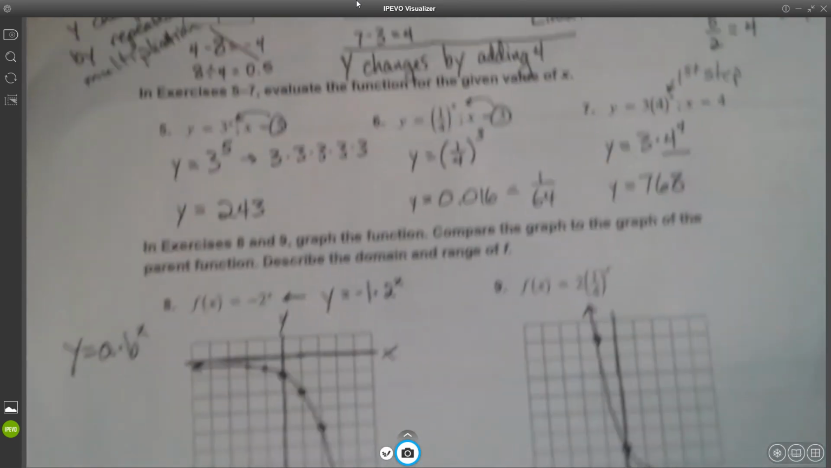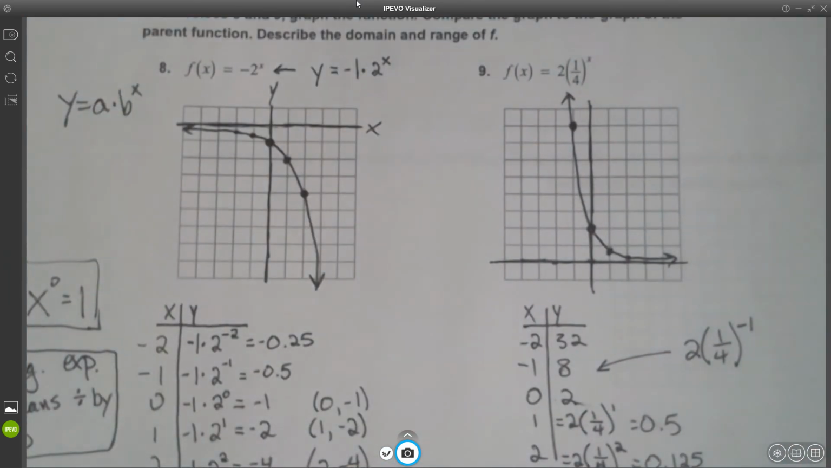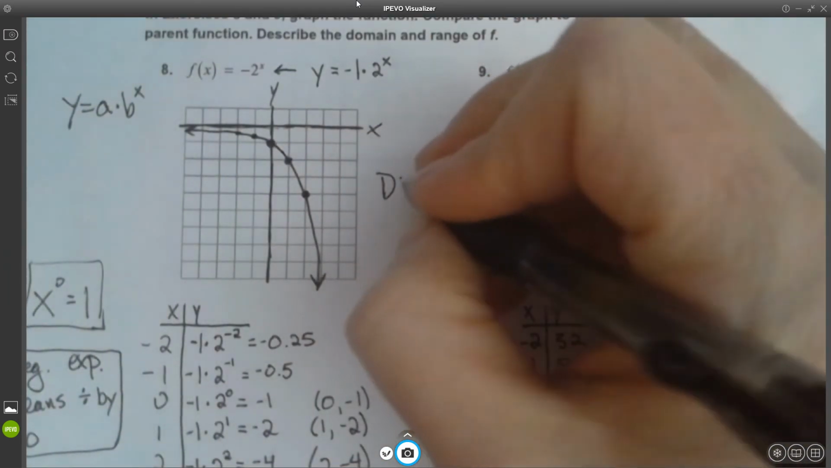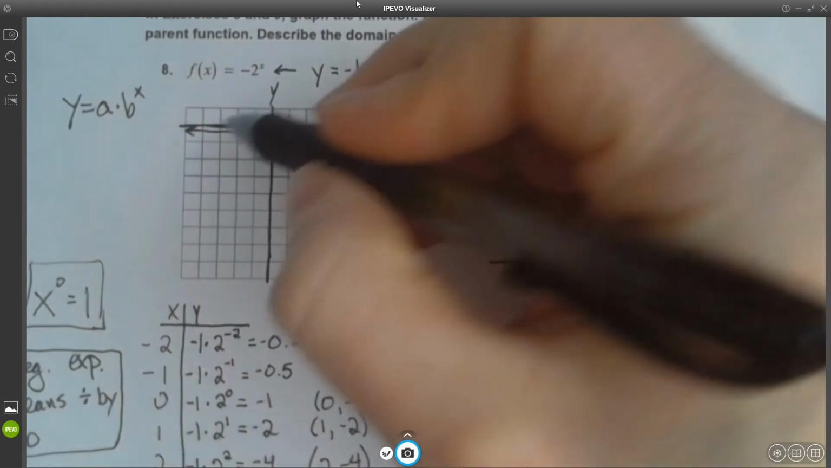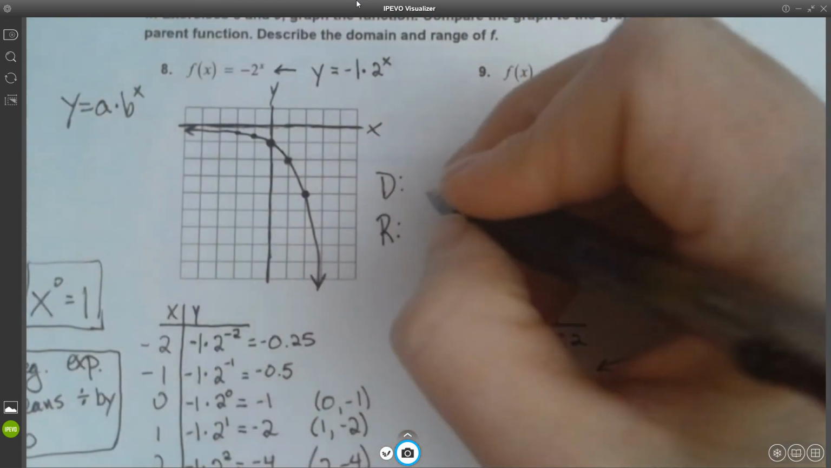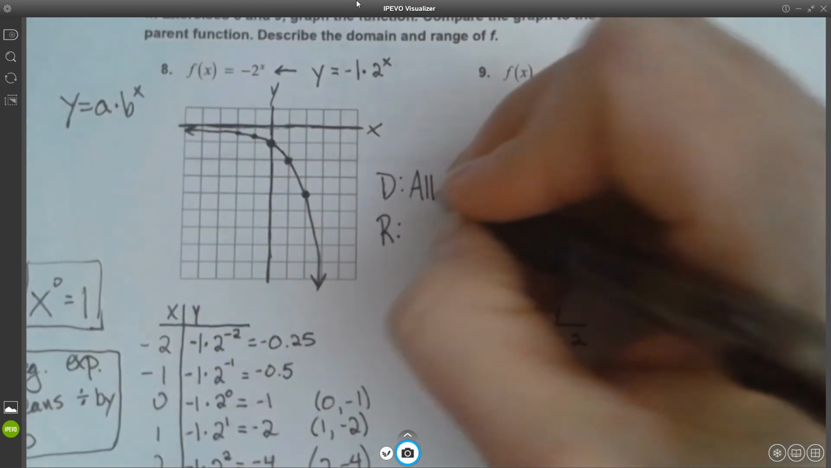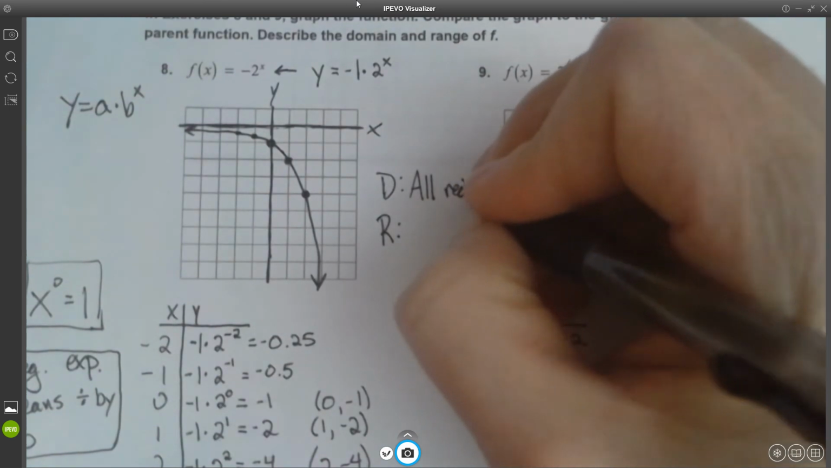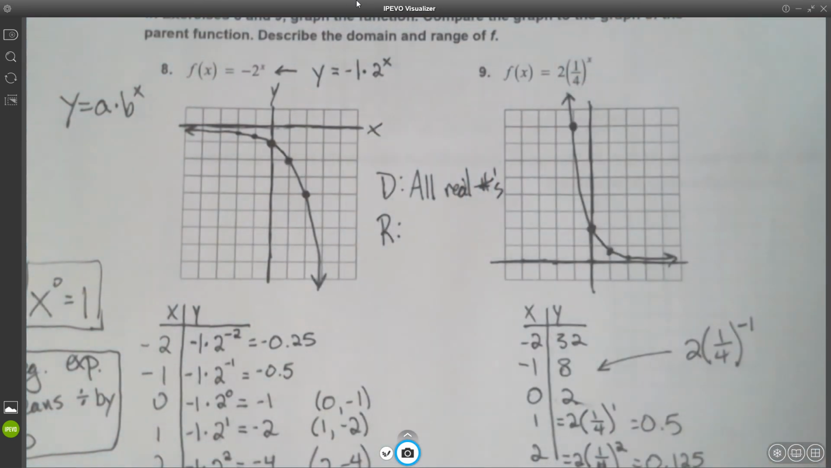All right. So finally with this, when you are talking about the domain and range of these graphs, remember, domain refers to all the x values, and I've got arrows going here. I could keep going with my table. Domain for these exponential functions is always going to be all real numbers. There's no limit to what x values I can use.